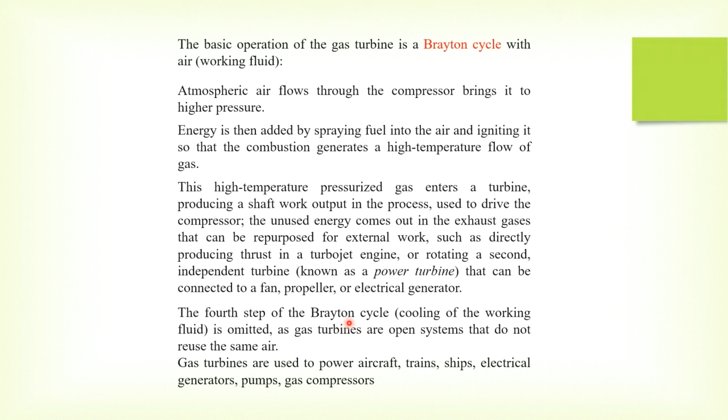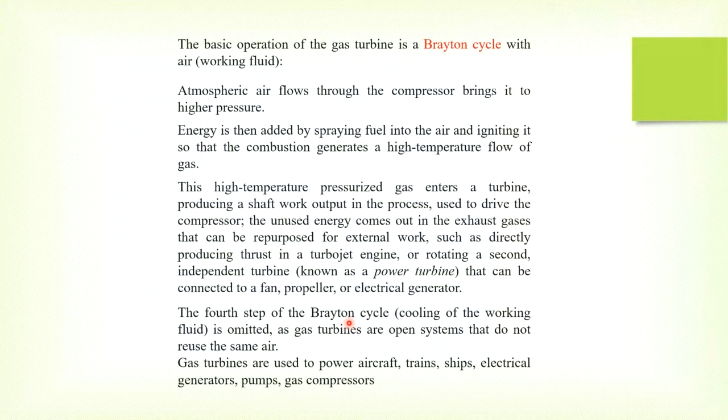In a Brayton cycle, you have four processes. Air is sucked in through a compressor. Then the air and fuel mixture is burned in a combustor or a combustion chamber. Then work is extracted from the turbine. And then after that, it undergoes cooling to cool down the air. In a gas turbine, you cannot recycle the gas because the suction is air and the exhaust is gas, so you cannot mix it.